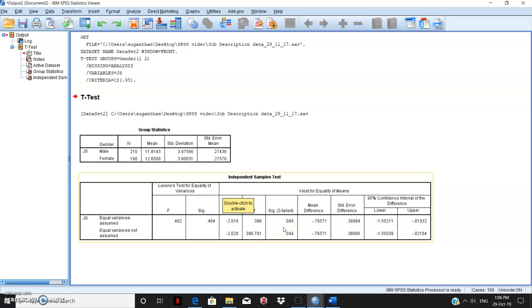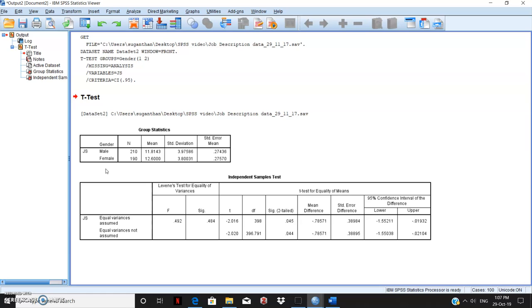You have studied that the p-value, the level of significance, should be less than 0.05 for it to be significant. So in this case, if you see, this is less than 0.05, therefore there is a significant difference in the job satisfaction among men and female.